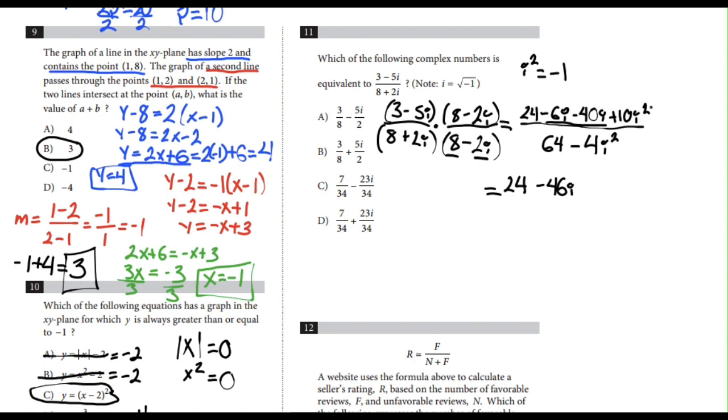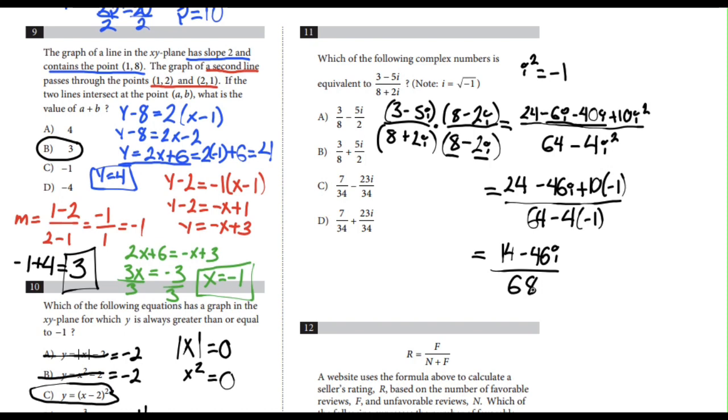And this positive 10i squared is going to become positive 10 times negative 1. The same thing happens with the i squared in the bottom. We're going to have 64 minus 4 times negative 1. On top, 10 times negative 1 is negative 10. And we're going to have 24 minus 10, which will be 14, minus 46i over negative 4 times negative 1 is positive 4. And 64 plus 4 is going to be 68.